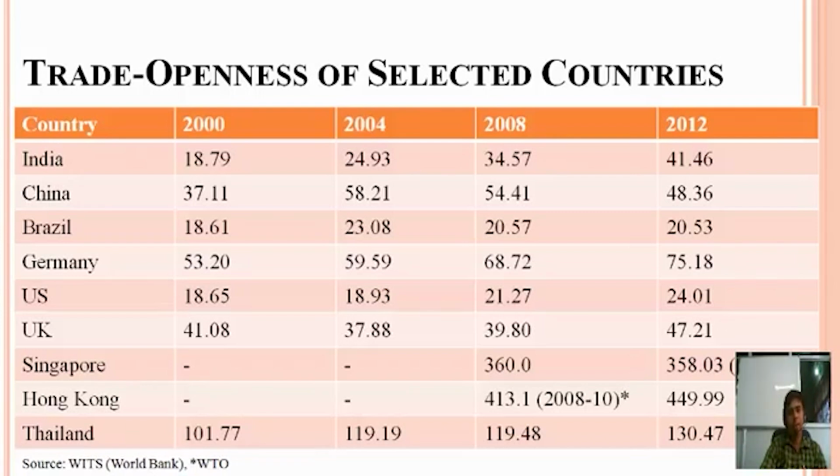While one can see here that Germany, which was 53.2 in 2000, now has 75.18, while Thailand's 101.77 percentage has now gone to 130.47%, while Hong Kong is at 449% and Singapore at 358%. So compared to Singapore, Hong Kong, Thailand, and even Germany, India and China, and Brazil are still not really as trade open as these smaller economies, especially in terms of the size of the consumers.